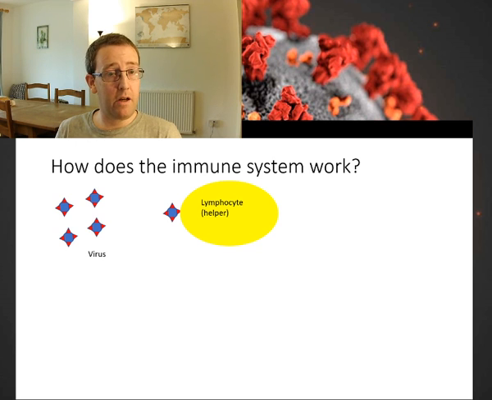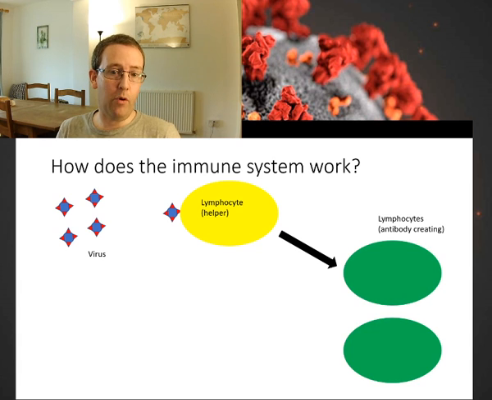Now lymphocytes are a type of white blood cell. There's another type called the phagocyte, we'll come to in a little bit. Right, so what this helper lymphocyte does is it goes off with a sample of the virus that it's found, and it finds a lymphocyte that can make something called an antibody. So here are our lymphocytes. They're resting, usually in a place called lymph nodes.